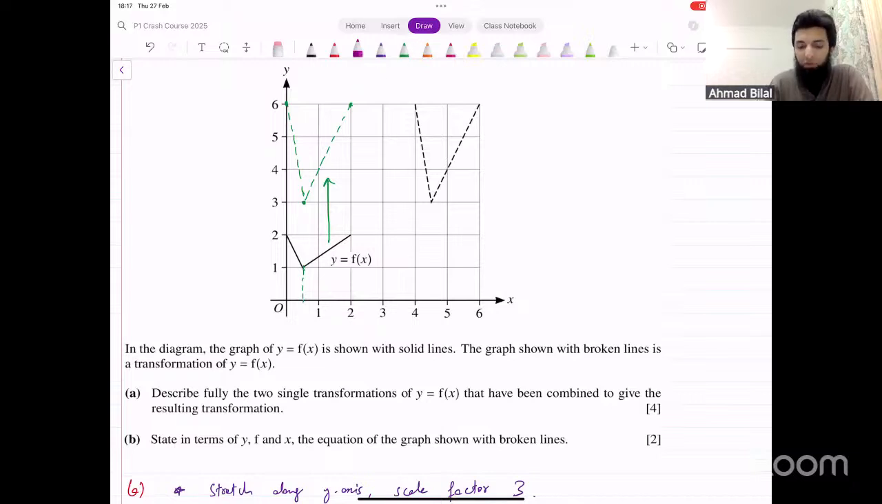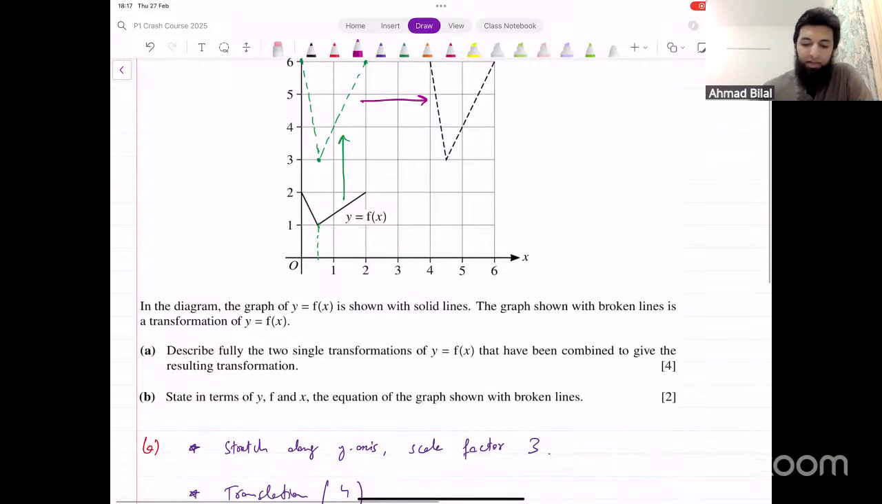And now, how do we go from this green diagram to this black one on the right? That's the final one. We just have to go 4 units right. There's no vertical movement that's required anymore. The stretch already takes care of moving it vertically upwards.